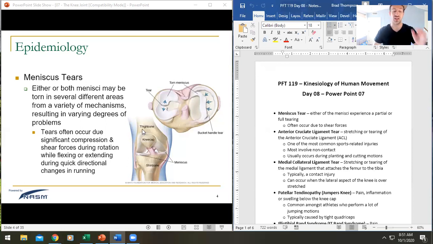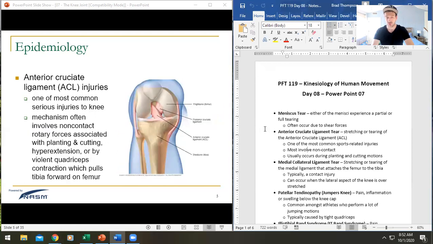Generally, when somebody experiences this, it involves either flexing or extending while doing a lot of directional change. So again, kind of like a planting and cutting situation. So that's a really, really common injury as well. Again, the way we prevent stuff like that is we do more stabilization training.